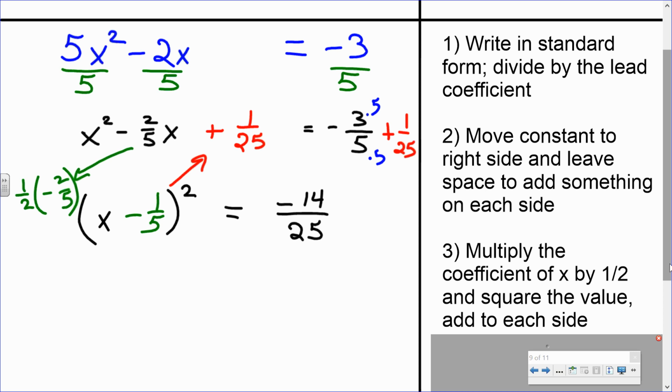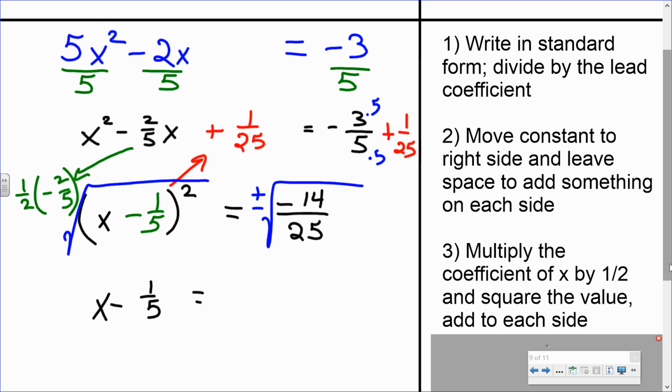Ian, you remember? We're going to take the square root of each side, except whenever we do that, we have to also remember that we are taking the plus or minus square root. So I have x minus a fifth now, because square root makes this square go away, and I just have x minus a fifth.